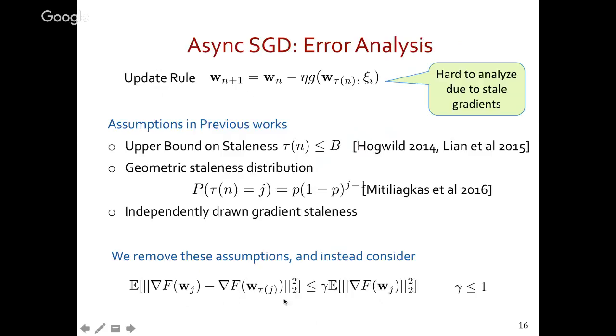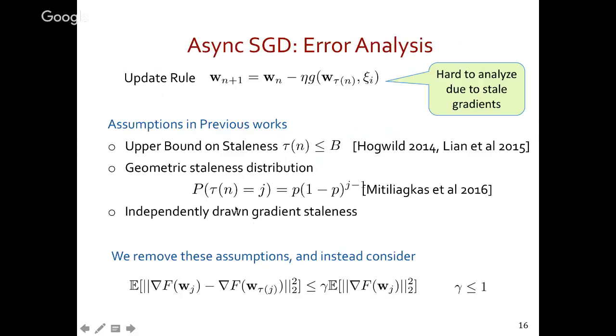What we assume is that the difference between a fresh gradient, which is nabla of F(w_j), and a stale gradient is upper bounded by some factor gamma times the fresh gradient. Using this assumption, we are able to get a new SGD convergence analysis. The reason why this is possibly better is because we don't have a hard upper bound on staleness. This assumption allows tau to take an arbitrary distribution, which can take infinitely high values with low probability.